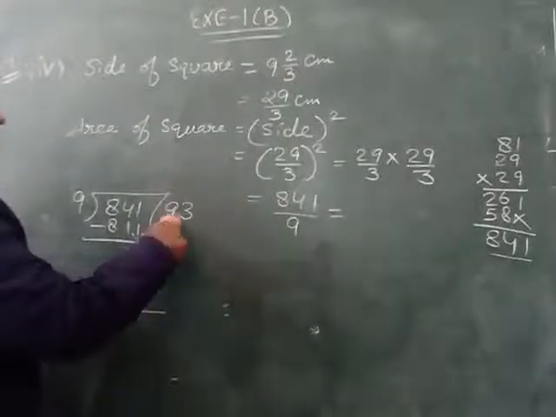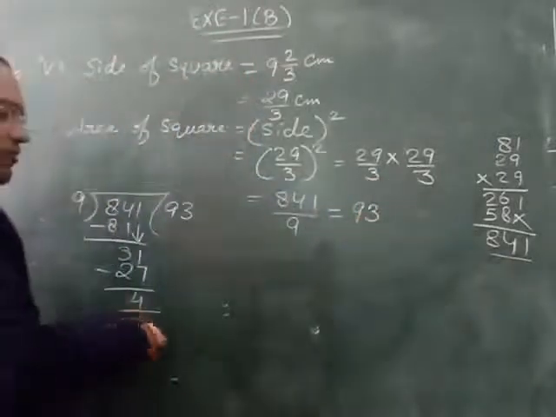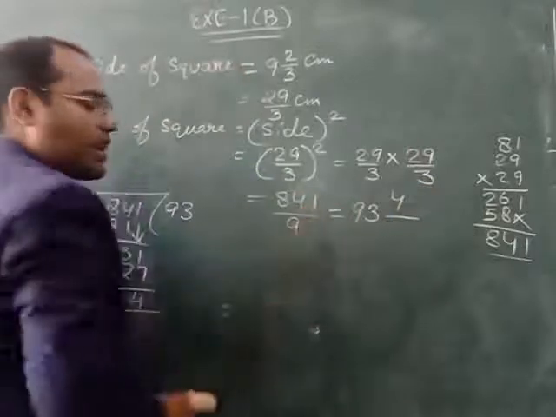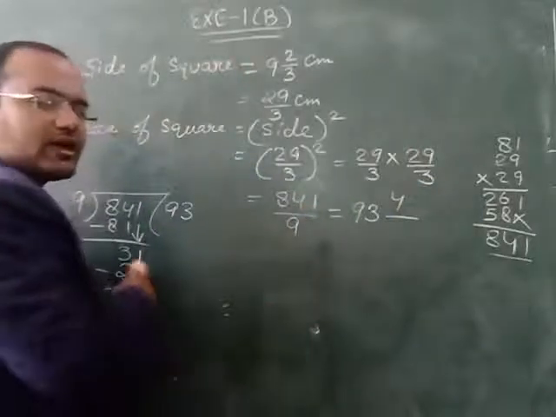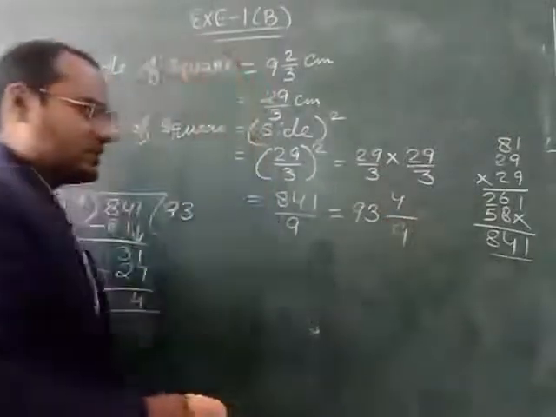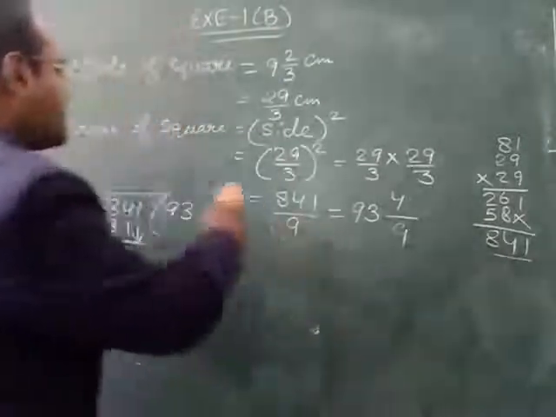So what we have to do? This number 93 we have to write in the whole. The remainder we have to write upside. In the denominator we have to write the same number with which we had divided this 841, that means 9. So the final answer is 93 whole 4 upon 9. This is the answer of the area.